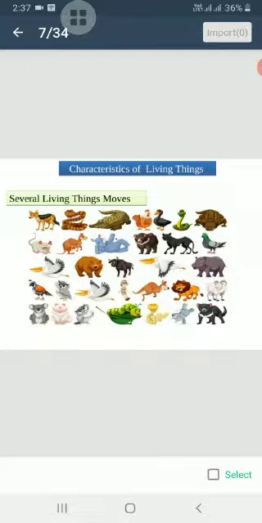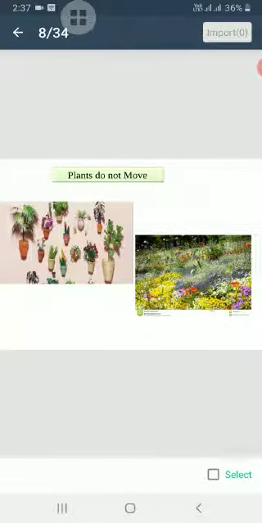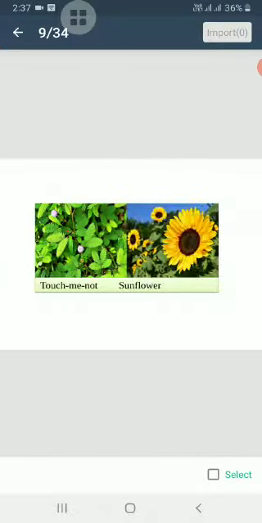Plants do not move around in search of food and shelter. However, you can observe movement in a plant when you touch the leaves of the mimosa or touch-me-not plant, or in the sunflower as it turns its face to the sun. Similar kinds of movement are also visible in the leaves of the orchid tree and the flowers of the lotus and water lily. As you have seen, some non-living things can move too, but they do not have the other characteristics present in living things.